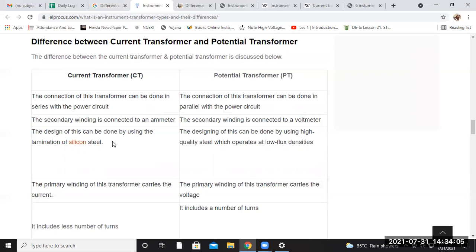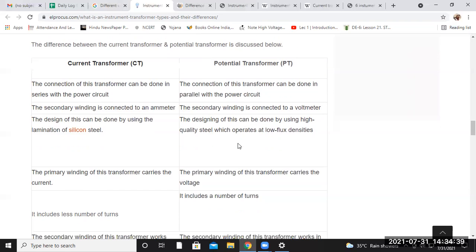Next is the design. The current transformer is designed using laminations of silicon steel. For the potential transformer, the design is done by using high quality steel which operates at low flux densities. So this is the designing method.